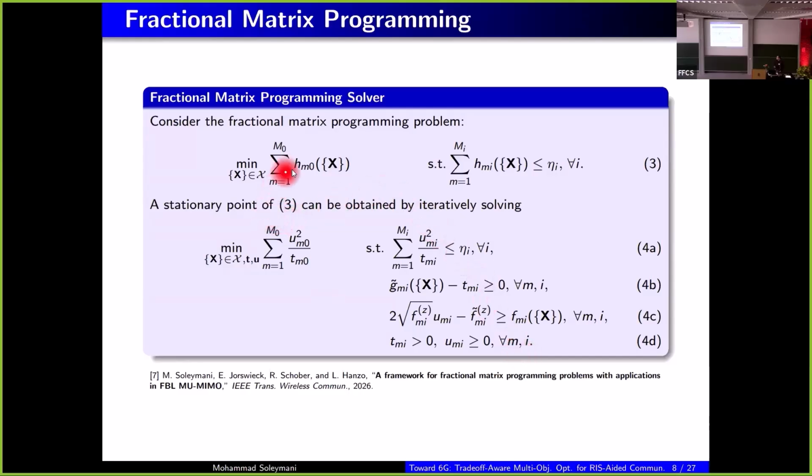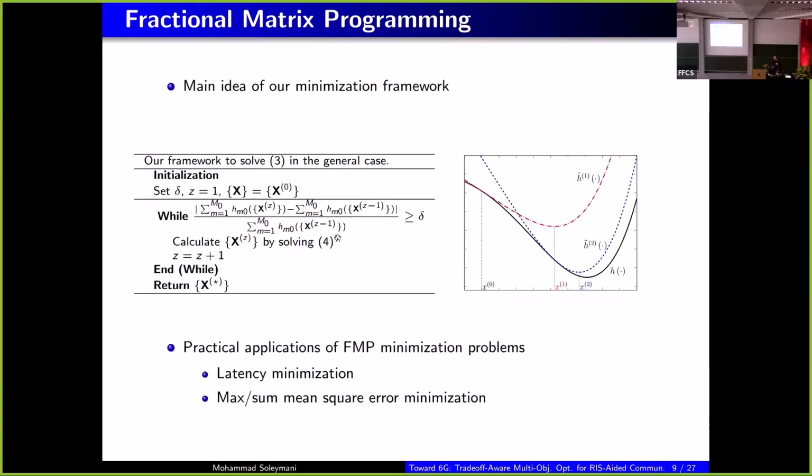So we have also considered the minimization case, and the idea would be simple or close to what we had already observed. We have this complicated problem, we transform it into a simpler one, which is convex, and then we iterate until we get convergence. As I mentioned, the examples would be latency minimization and also mean square error minimization.